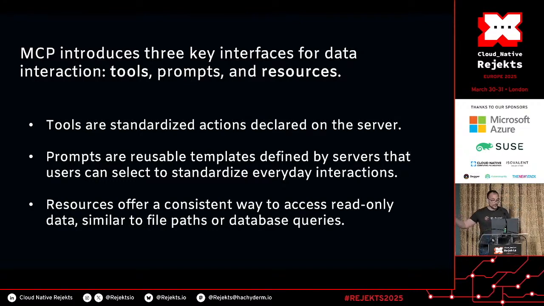So it's tools, prompts, and resources. Tools are standardized actions declared on the server, so you can say, hey, please use kubectl, use Helm, and whatever. With prompts, you can define prompt templates to interact. And then also resources, a unified way to access resources, be it data, be it files, and so on.